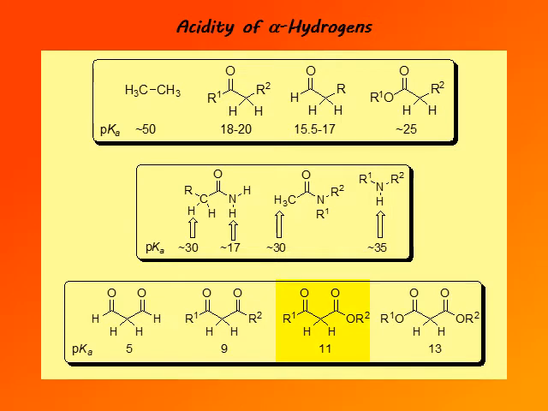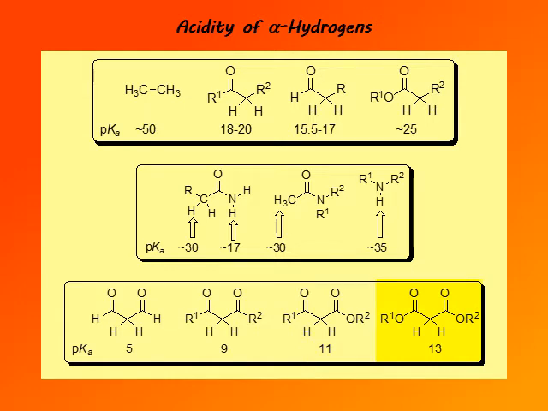This will be a beta ketoester. pKa around 11. So we can see as groups become less acidic or less electron withdrawing, then acidity of alpha carbons decreases. But still it's pretty high. All these compounds can be very easily deprotonated by an alkoxide or hydroxide. And the same is the case with diester.